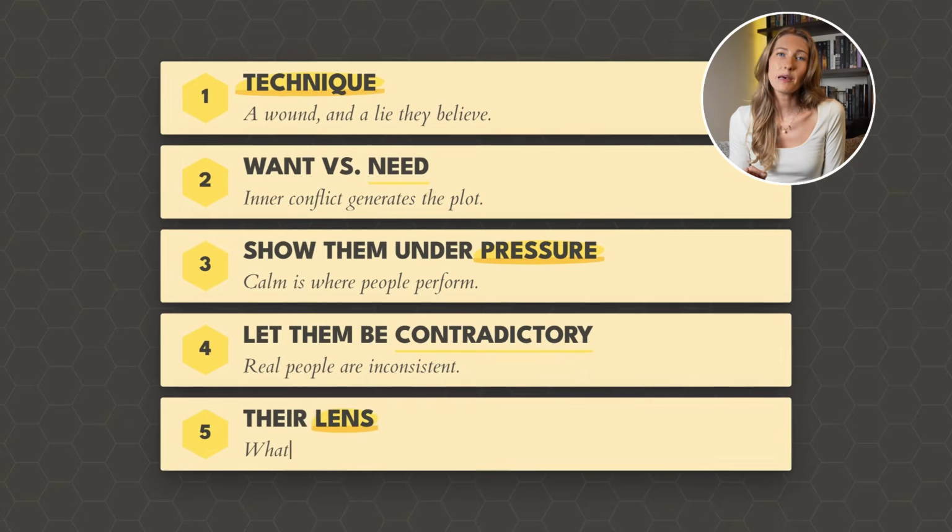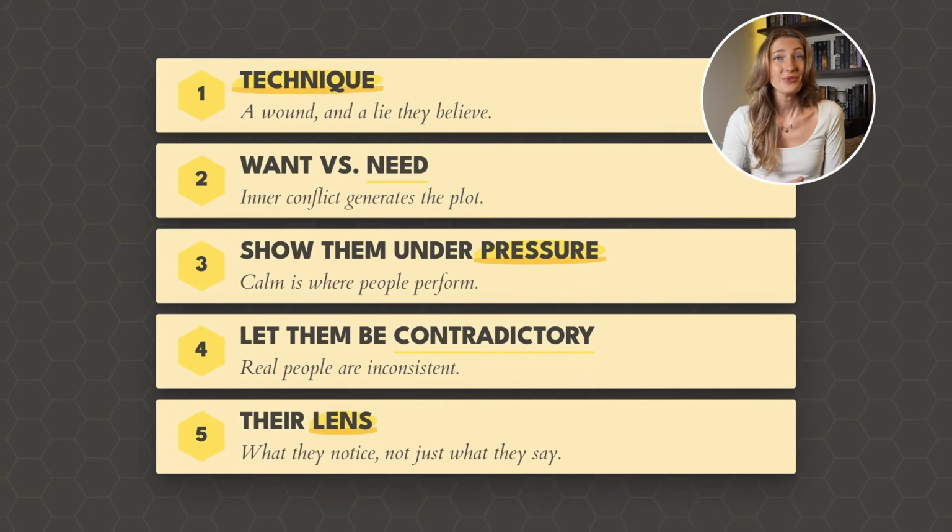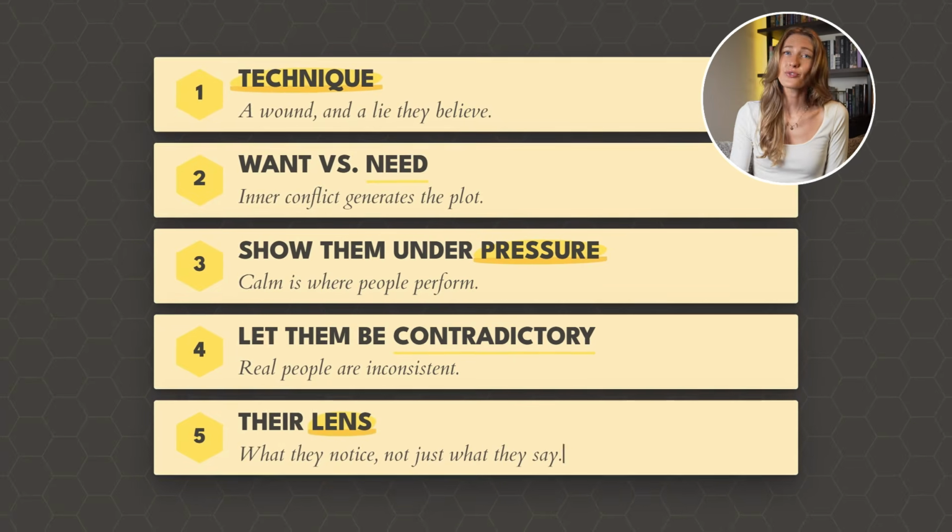5th, give them a distinct lens through which they view the world. Perspective is unique to each character and it flows through the narration and dialogue. It's what they notice, what they fixate on, what they would never say out loud. 2 characters can walk into the same room and describe 2 completely different rooms because voice is not only how they talk. Perspective is their lens on the world.